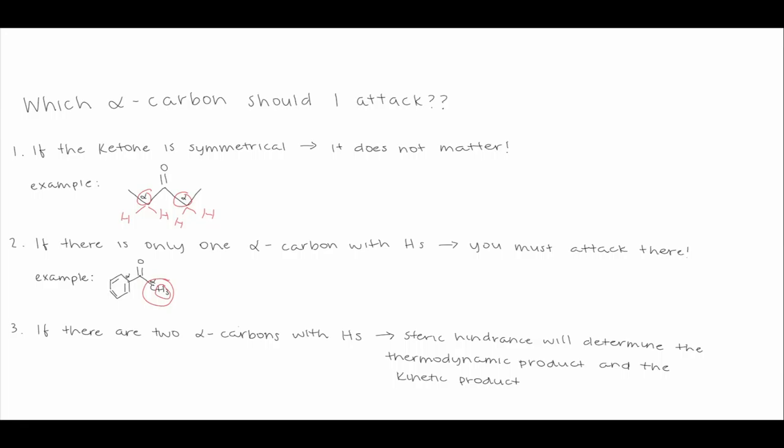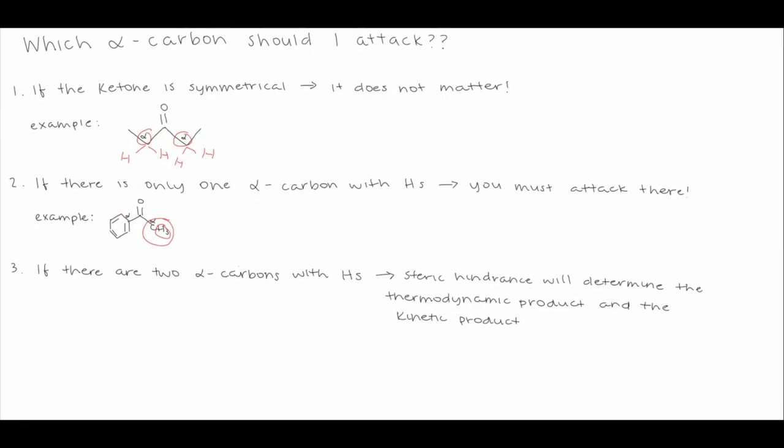And the third scenario, which is probably the most complex, is if there are two alpha carbons with hydrogens. This means, in this case, they're unequal, so you will form either the kinetic product or the thermodynamic product. If you are forming the kinetic product, this means you are using a bigger base and it will attack the less sterically hindered side. This will happen in colder reactions. And then the thermodynamic product will occur when you have smaller bases and they will attack more sterically hindered sides, which will produce a more stable product.